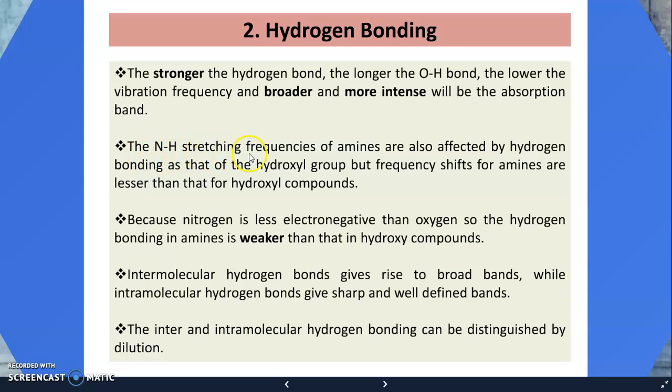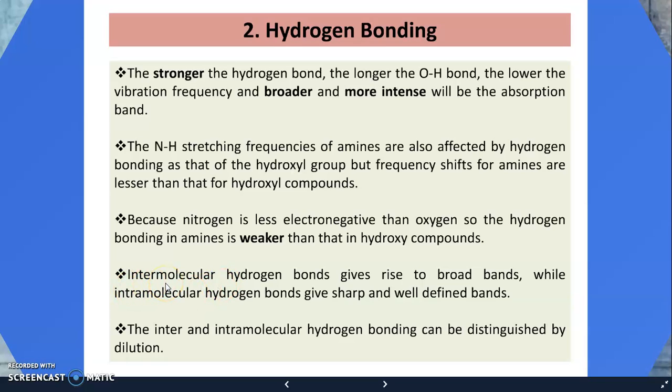Similarly, the N-H stretching frequency of amines is also affected by hydrogen bonding, as in the hydroxyl group. But the frequency shifts for amines are smaller than those of hydroxyl compounds, because nitrogen is less electronegative than oxygen, so the hydrogen bonding in amines is weaker than in hydroxyl compounds. Now you understand that nitrogen is less electronegative than oxygen. That's why the hydrogen bonding in amines is weaker compared to the hydroxy group.